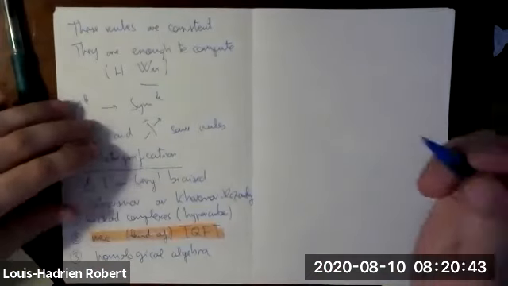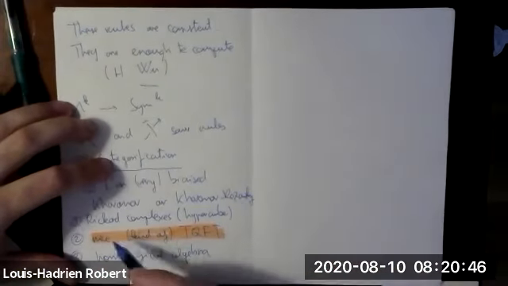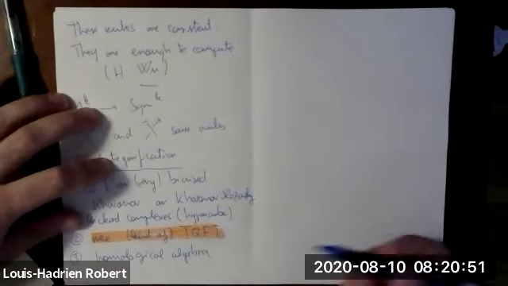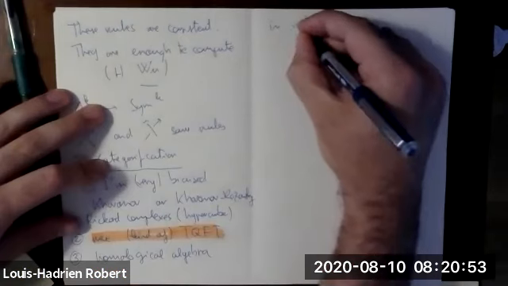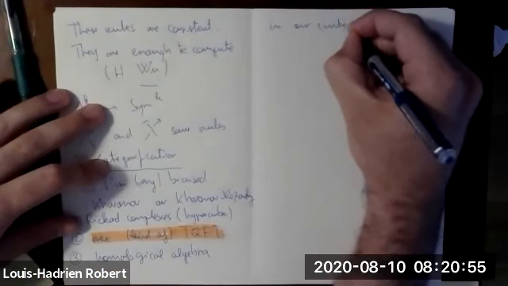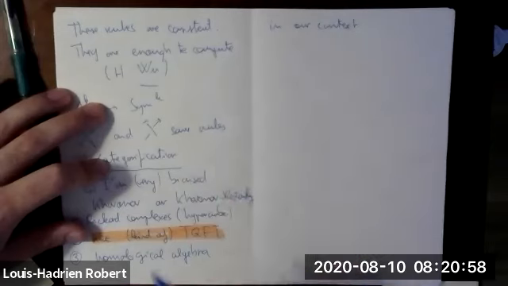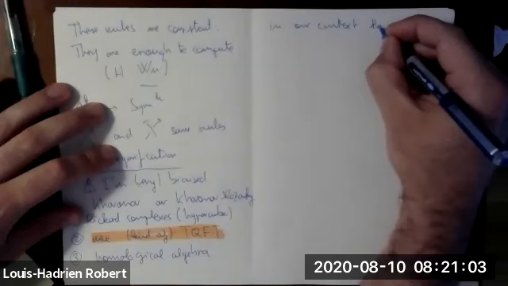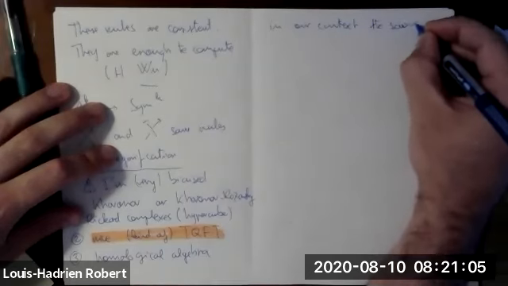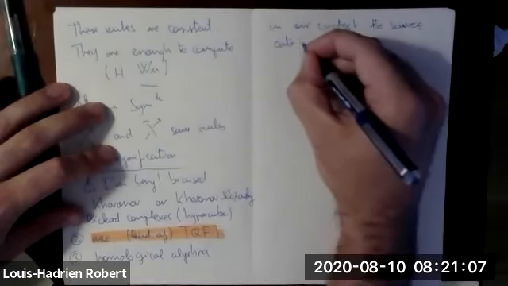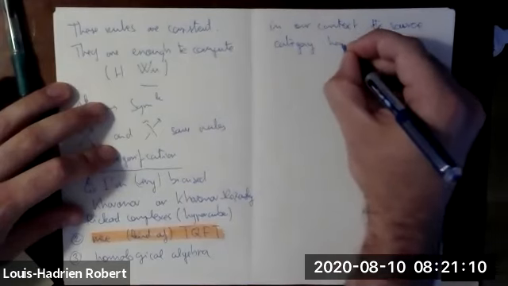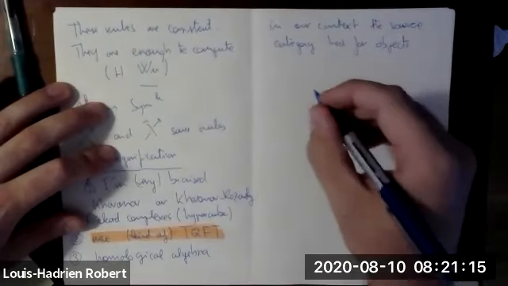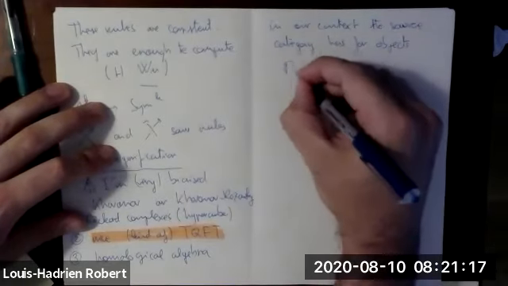Okay, so I won't define for you Khovanov or Khovanov-Rozansky homology. I just want to focus on this part of the story here. So in our context, remember that we work with all these small graphs and so on. In our context, the source category has as objects Moy graphs.